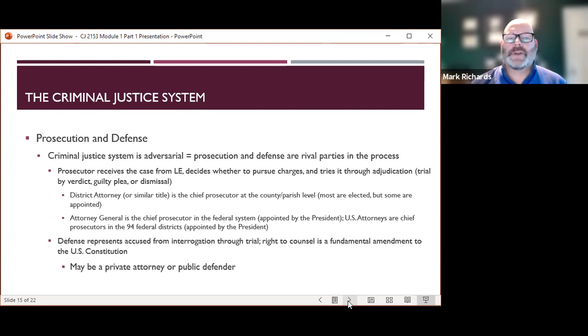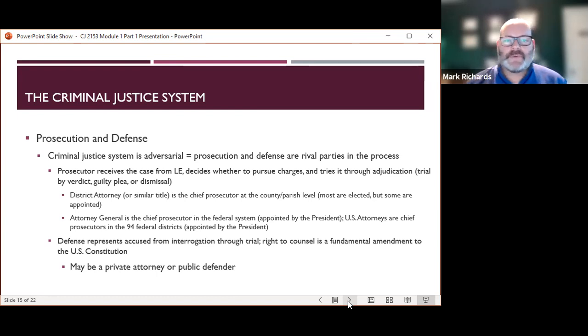The district attorney, or some similar title, is the chief prosecutor at the county or parish level. Most DAs are elected, but some are appointed by the particular executive in their jurisdiction. The attorney general is the chief prosecutor in the federal system, and the AG is appointed by the president. Under the attorney general are U.S. attorneys, and they are the chief prosecutors in the 94 federal districts across the country. And the U.S. attorneys are also appointed by the president.